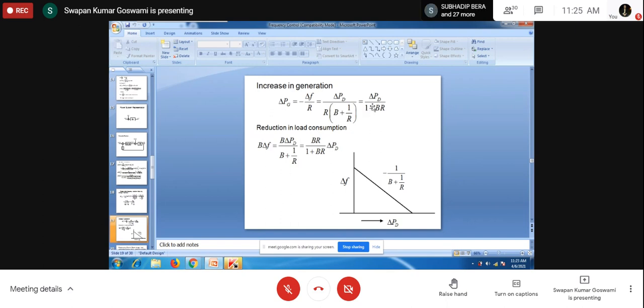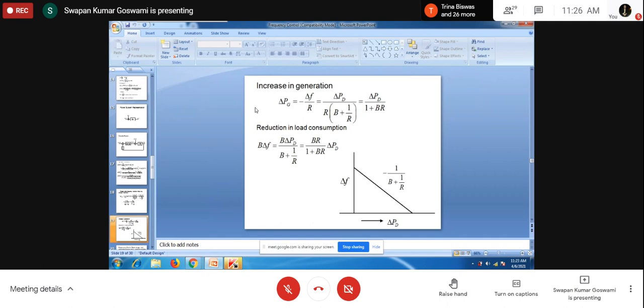Am I clear? Immediately after the load is switched on, this component is not present because delta F was then zero. There is no time for the frequency to decrease, and this component was also zero because there is no time for the load to see that the frequency has changed. So where is the additional load, the fan that I have switched on, getting power from? It is getting power from the stored kinetic energy in the rotor of the generator.